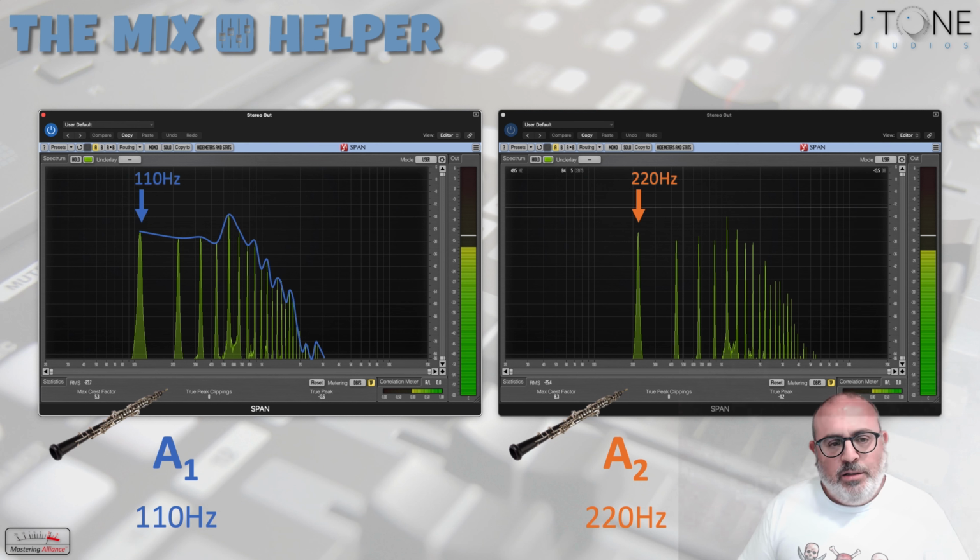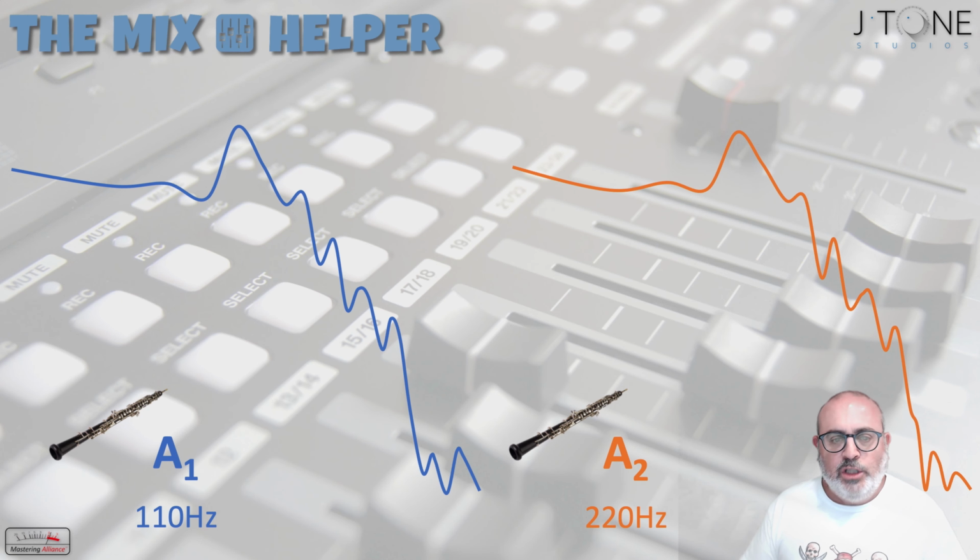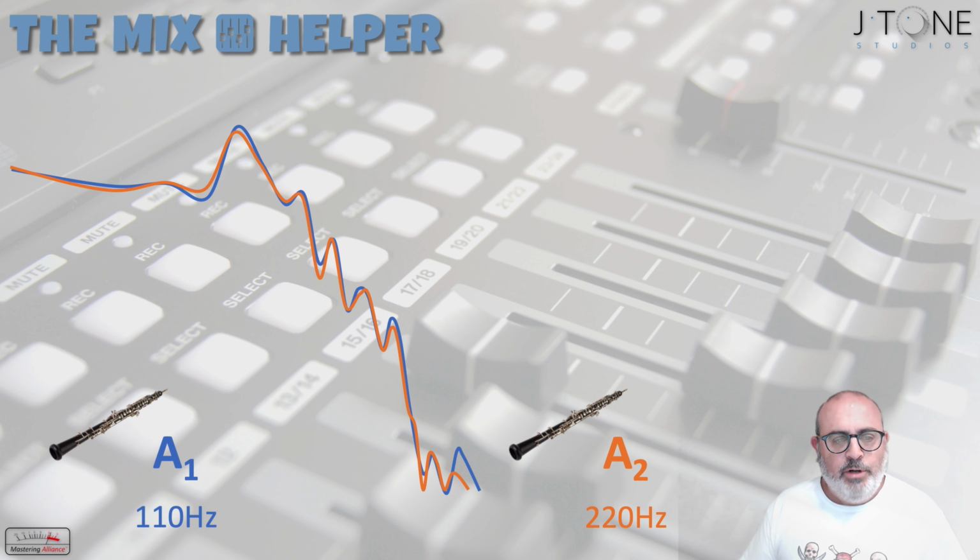Let's draw a line that connects the tips of each one of these harmonic frequencies. This line is now creating what's called an envelope that has a shape that's very particular to this note. Let's do the same with the A2 note that has a fundamental frequency at 220 hertz. Now let's remove the background and focus only on these two envelope lines. Let's enlarge them and overlap them.